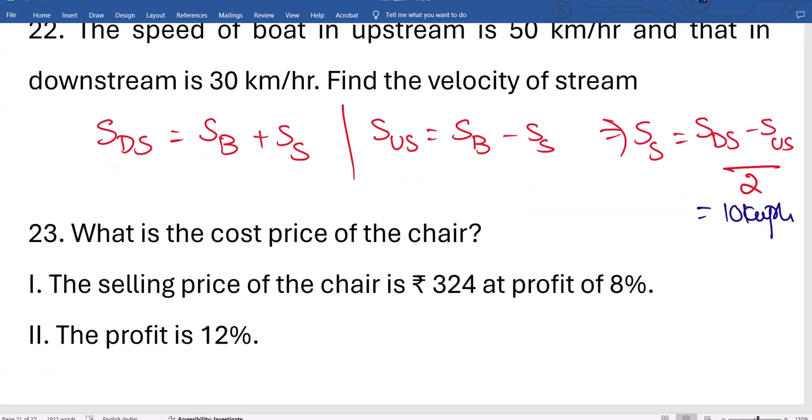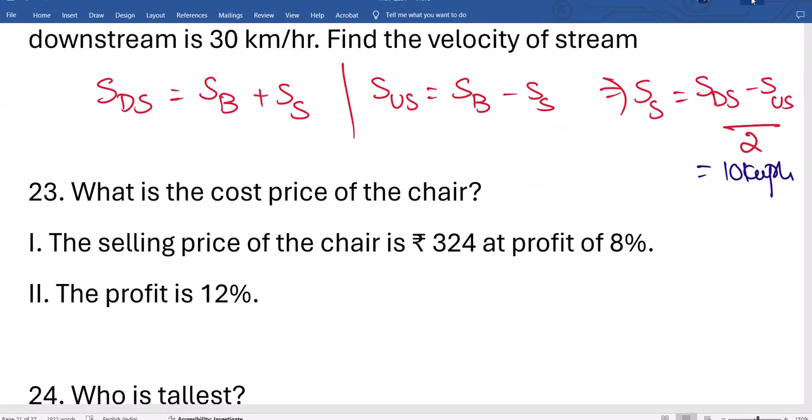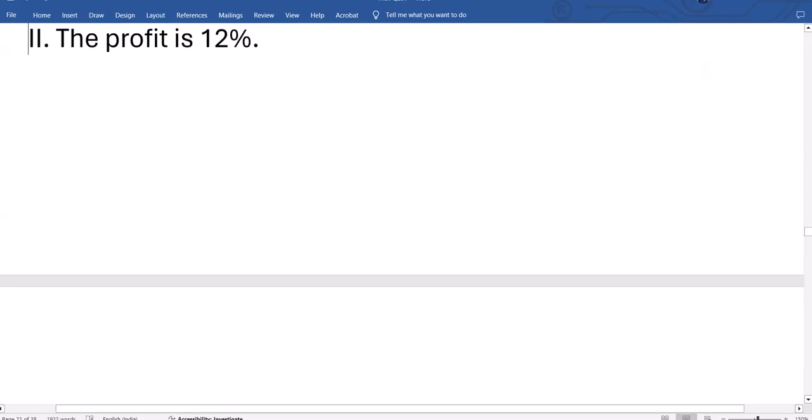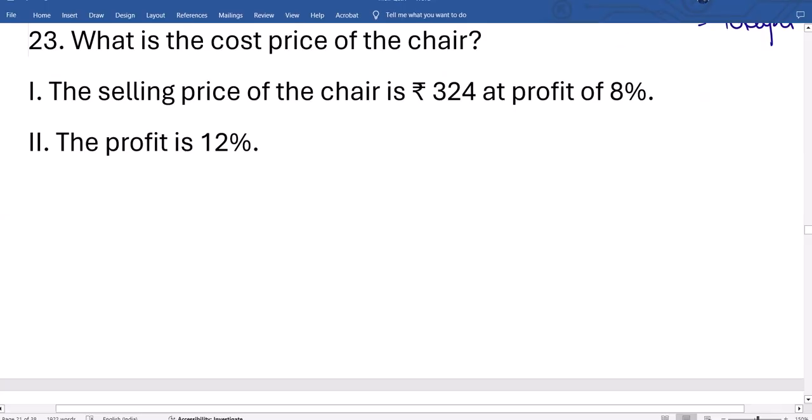Question 23 is what topic? Profit and loss, but this is linked with data sufficiency. Now, to answer that question, cost price of the chain, which data is required? Is the first statement data sufficient? Is the second data sufficient? Both together sufficient? Together not sufficient? What's your answer? I want cost price. If you want to find cost price, what is the data required? Is one information okay, or second information okay, or both required? Both not sufficient. Which is sufficient?